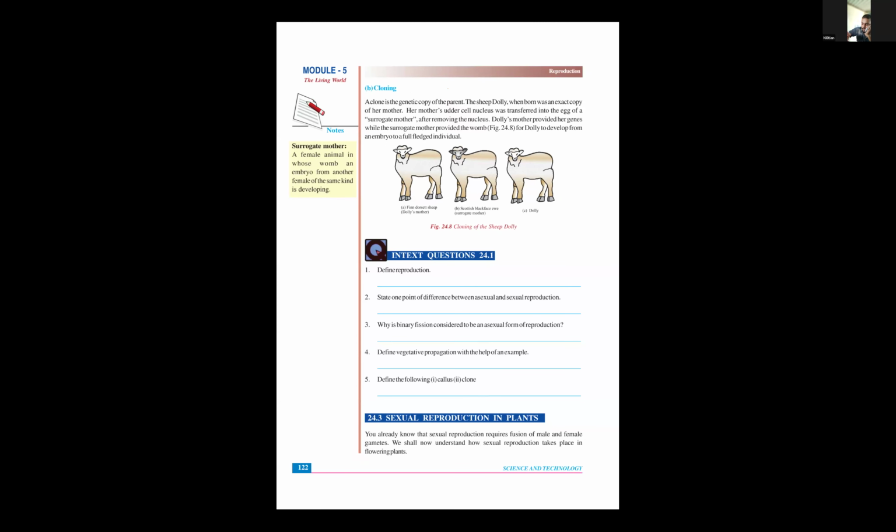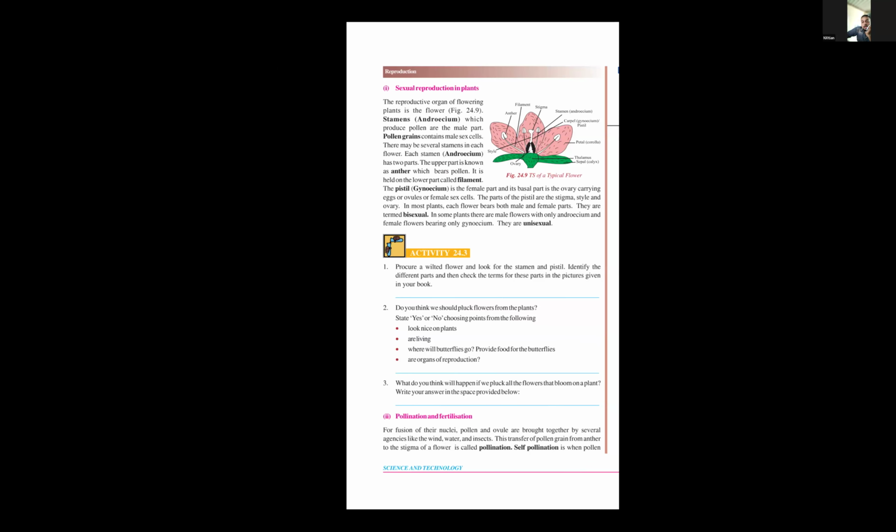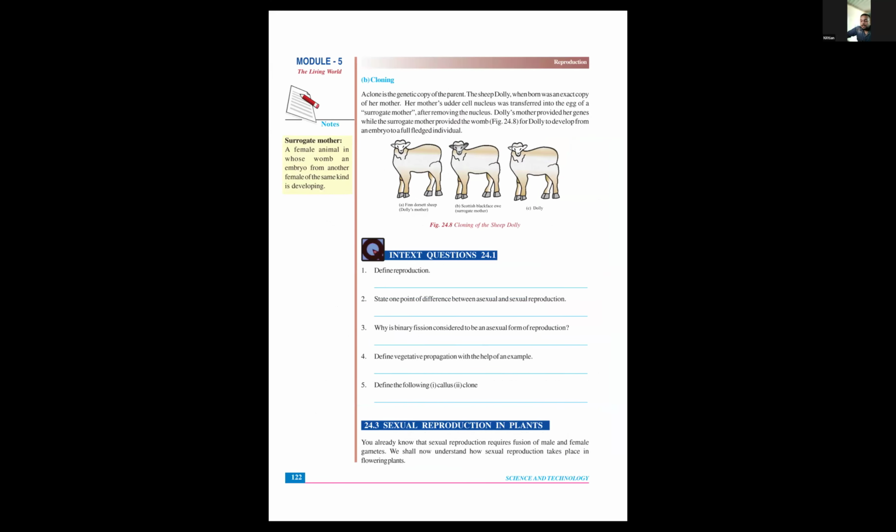Now sexual reproduction. In sexual reproduction, I told you, there are male and female, and their gametes. What is a gamete? Gametes are small cells that are passed on. For example, the male gamete is called sperm and the female gamete is called ova.